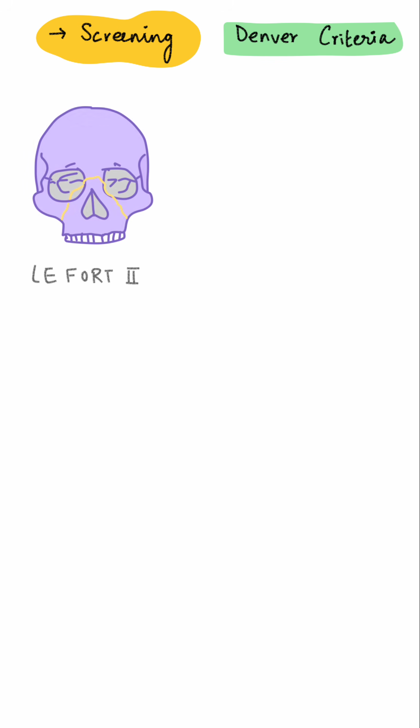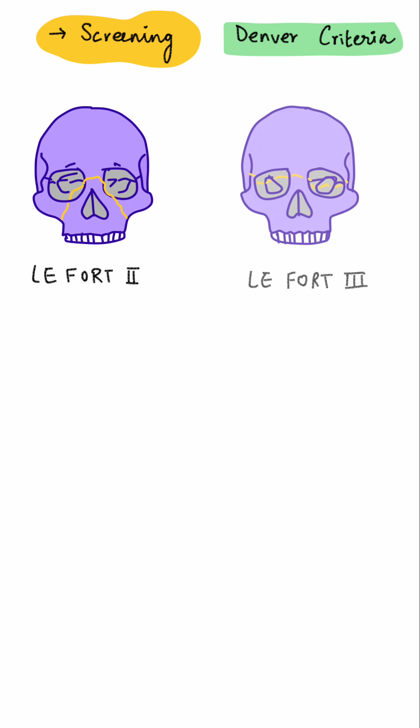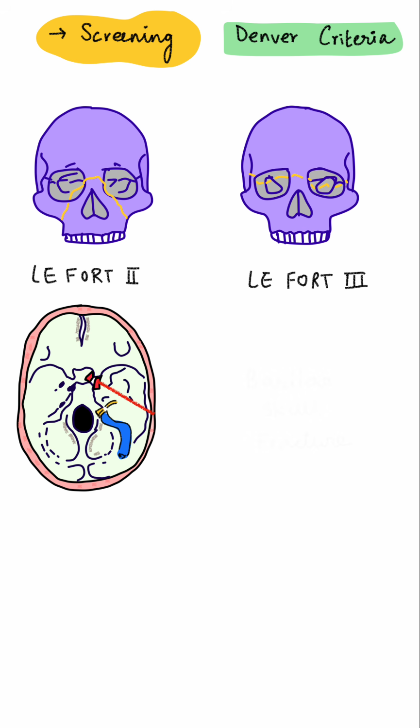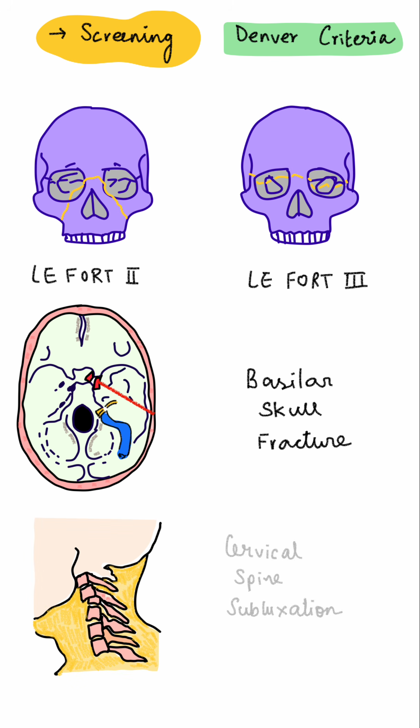Lastly, we need to know that even if carotid artery injury is not evident, there are certain cases in which we have to rule it out by doing a CT angiography. This is called Denver's criteria for ruling out blunt injury to the carotid artery. The criteria include Le Fort type 2 and type 3 fractures, basilar fractures, especially if the fracture line runs through the carotid canal, and a cervical spine subluxation injury.